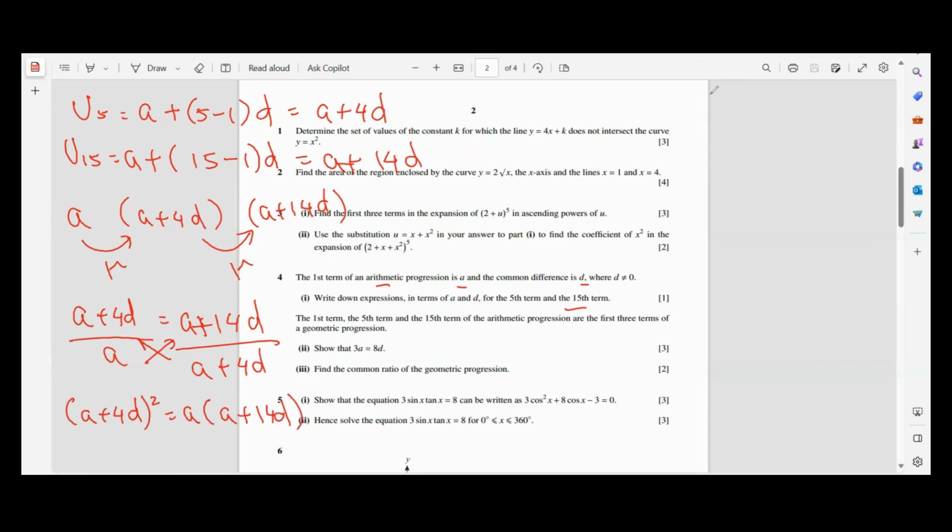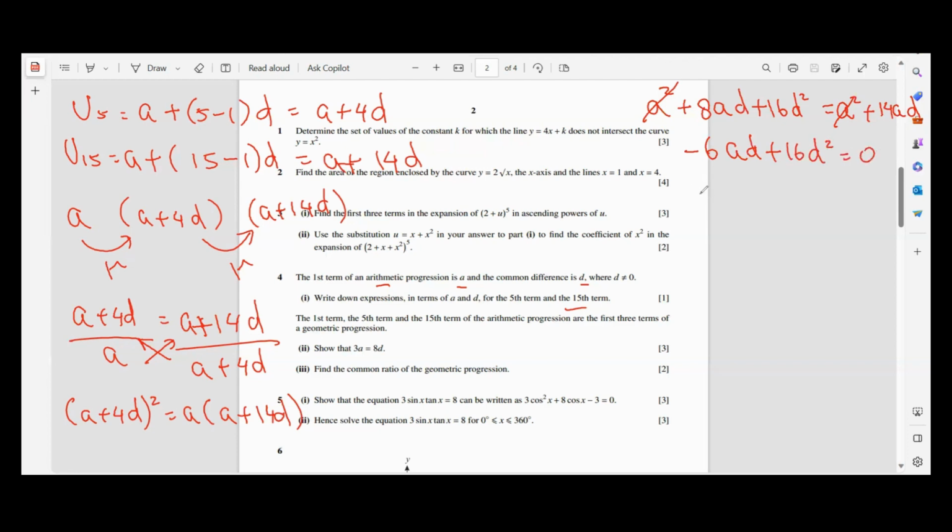And then I will expand it. I will get A squared plus 8AD plus 16D squared equals A squared plus 14AD. Everything I will move to the left, so it should become minus 6AD plus 16D squared equals 0.